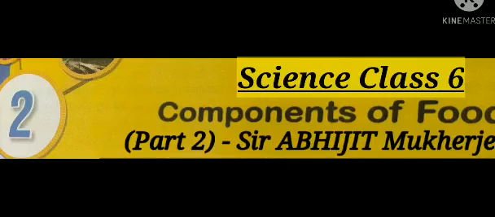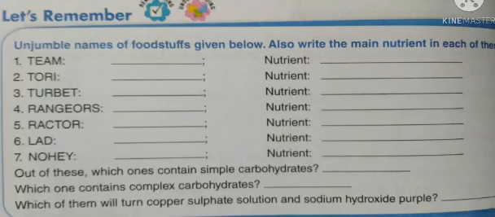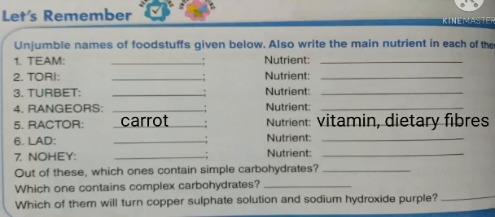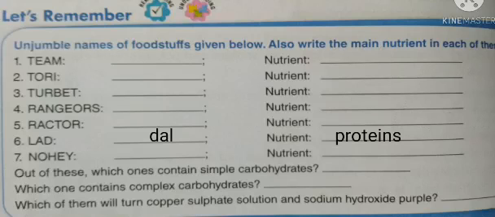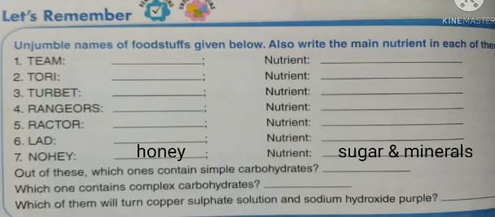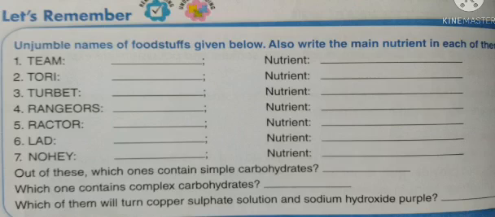Today we are going to study Class 6 Science, Chapter 2, Components of Food, Part 2. Let's recall the names: meat, protein, roti, carbohydrate, butter, fats, oranges, vitamins, carrot, dietary fibers, dal, proteins, honey, sugar and minerals. Out of these, which is the most common simple carbohydrate? That is honey. Which one contains the complex carbohydrate? That is roti. Which of them will turn copper sulfate solution and sodium hydroxide purple? That is dal.